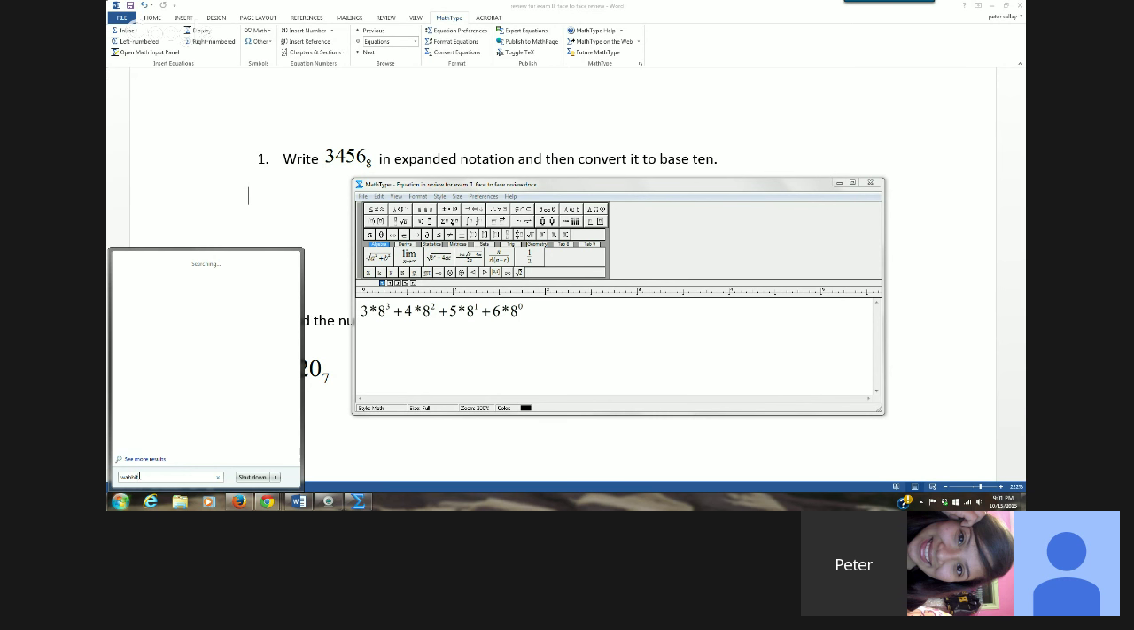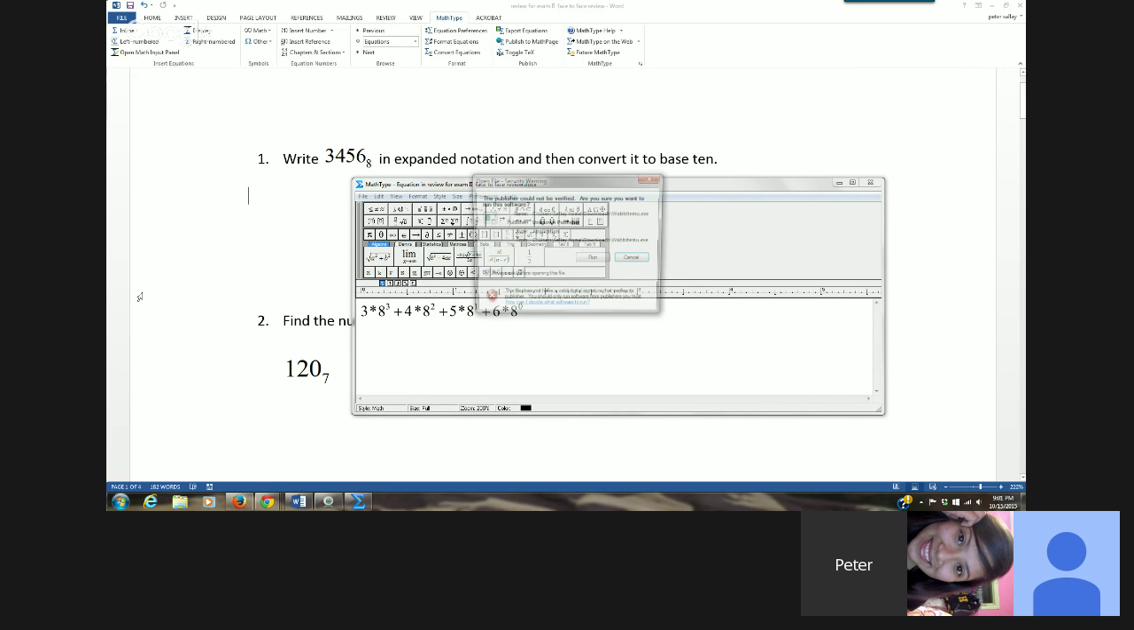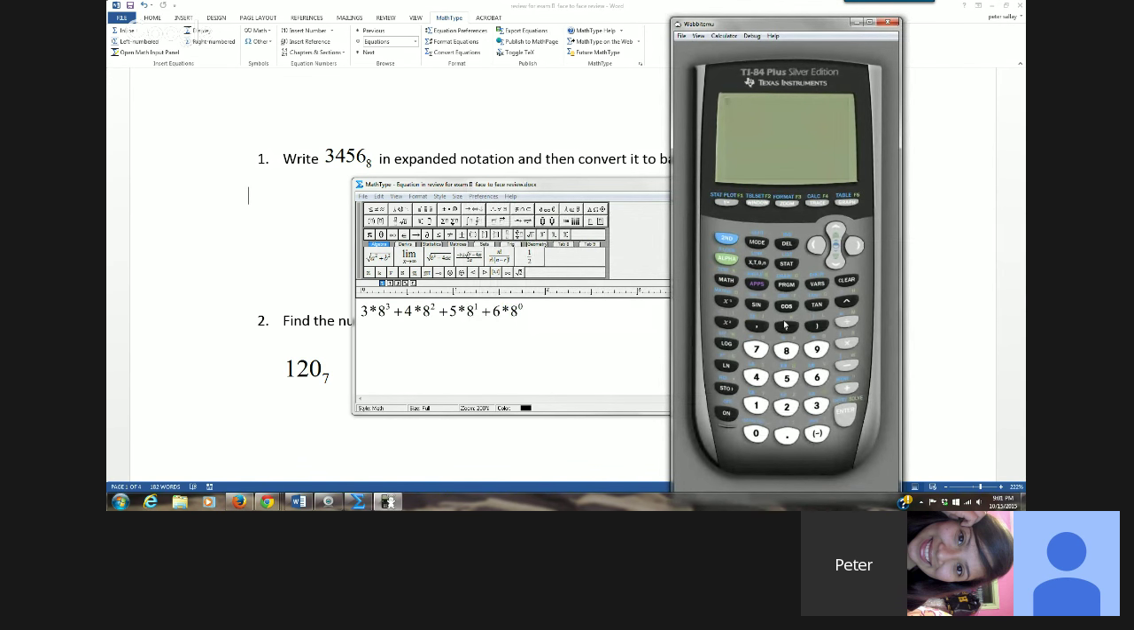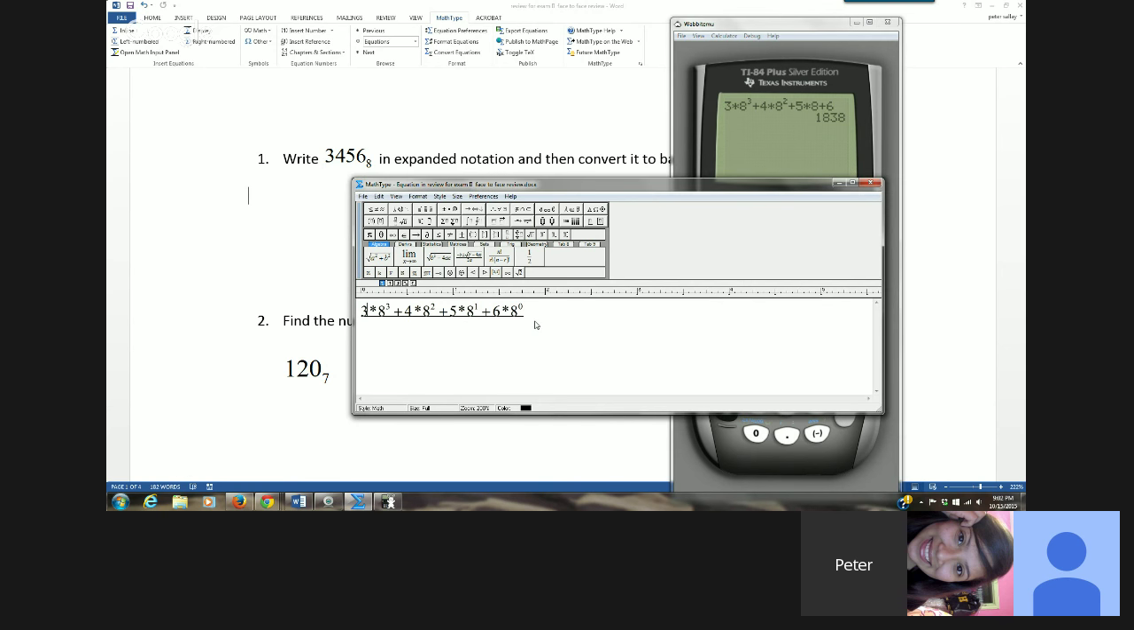And the question I keep getting is, can I use a calculator? And the answer is yes. You definitely need to use a calculator. I'm testing more on setting up skills than anything else. So anyways, 3 times 8 cubed plus 4 times 8 squared plus 5 times 8, and then plus 6. And so this number ends up being 1,838.